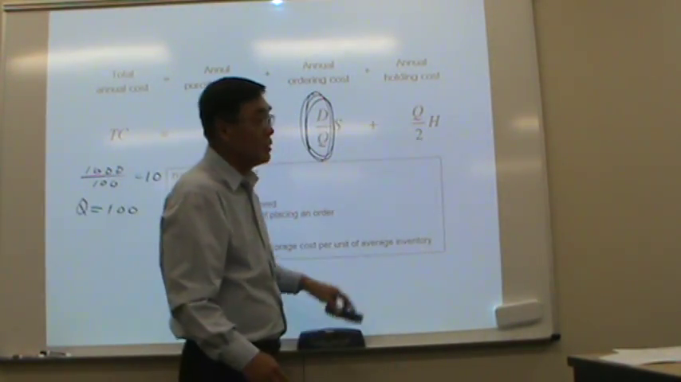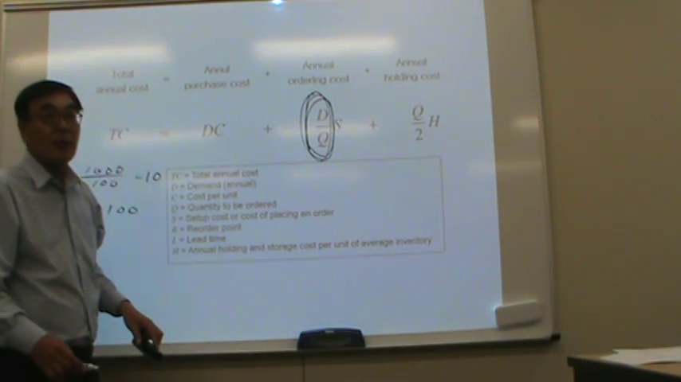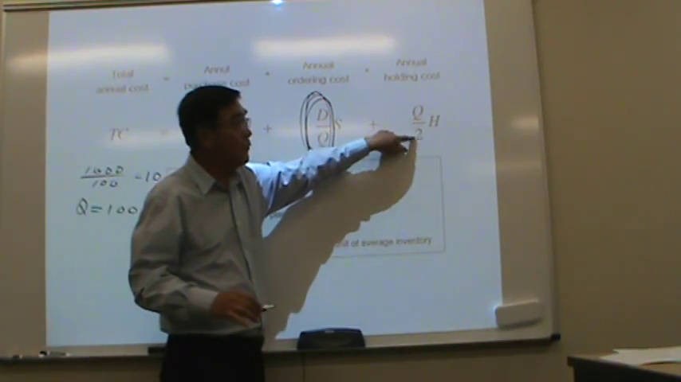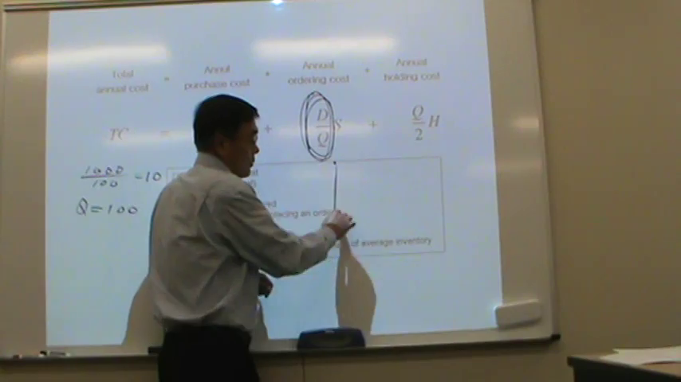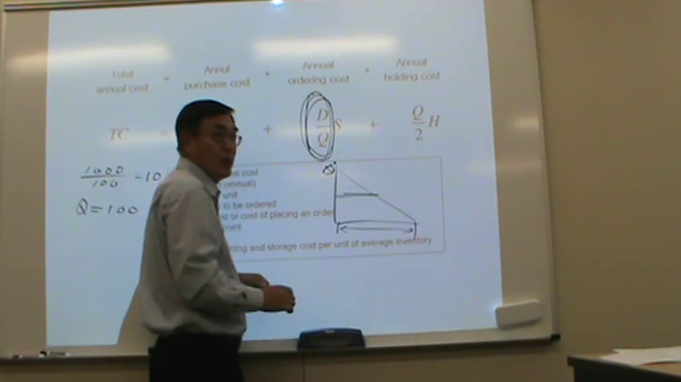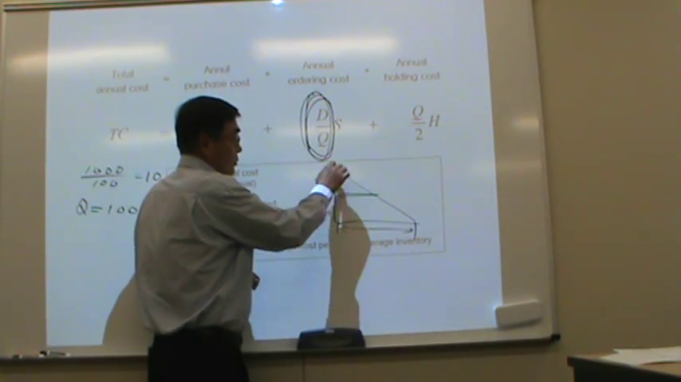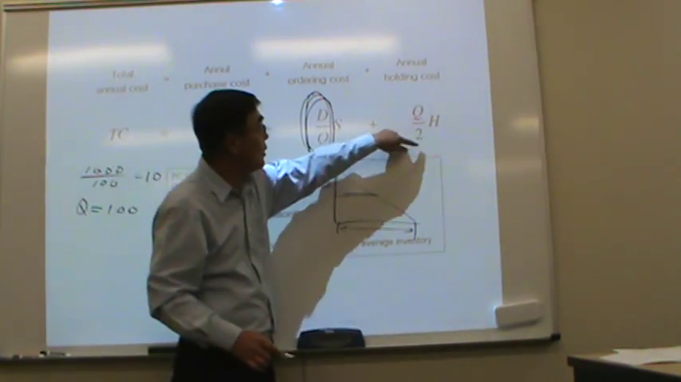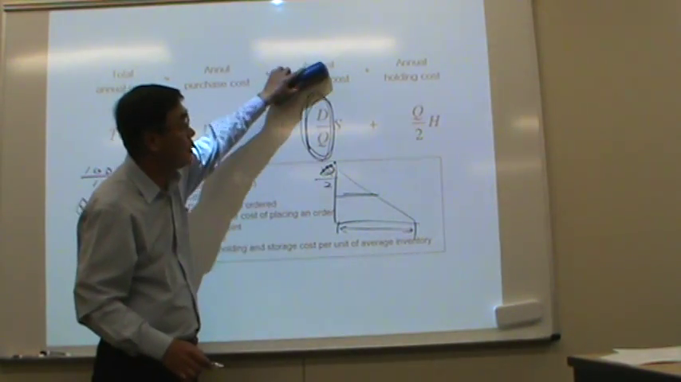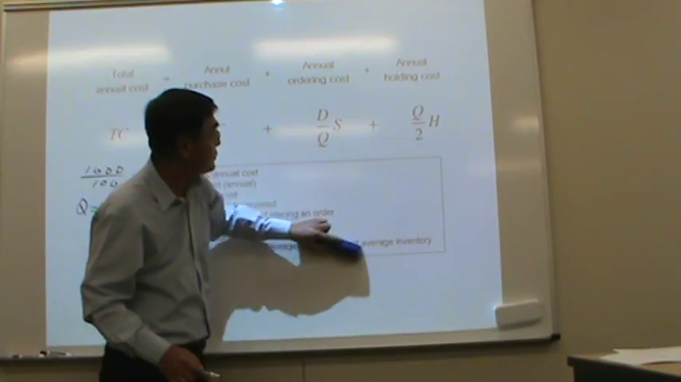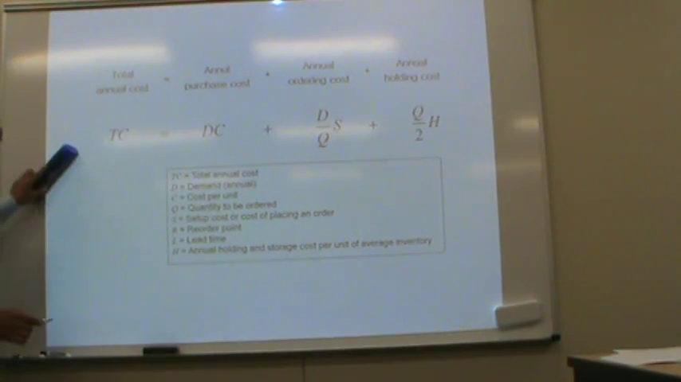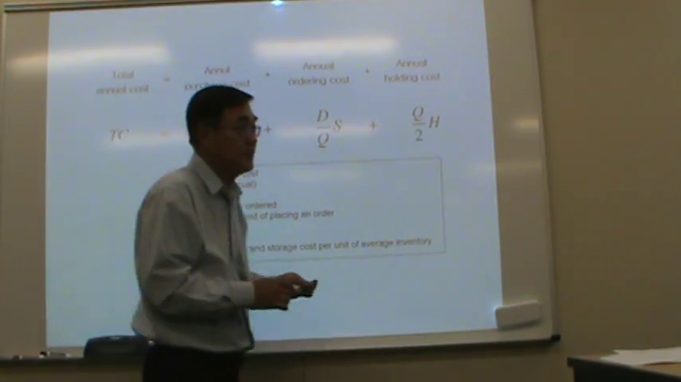Then annual holding cost. Average inventory level over a period is half of the order quantity, Q divided by 2, right? So average inventory level times annual holding cost. So this is the annual total cost.